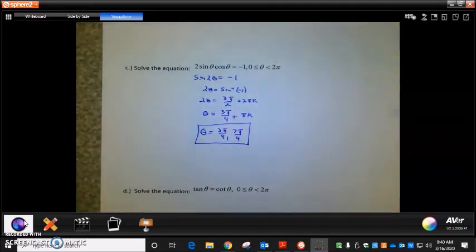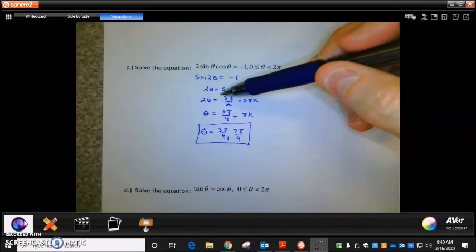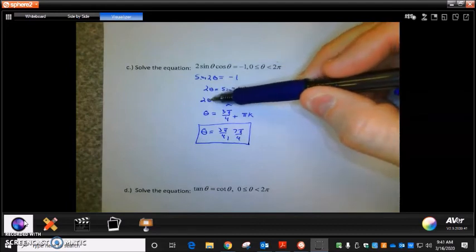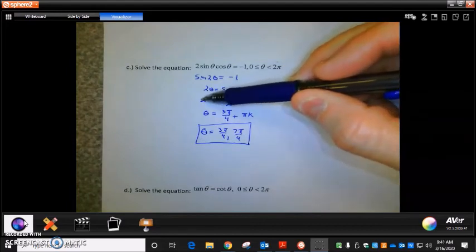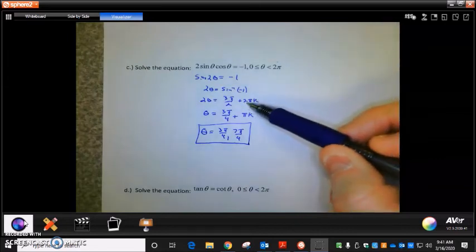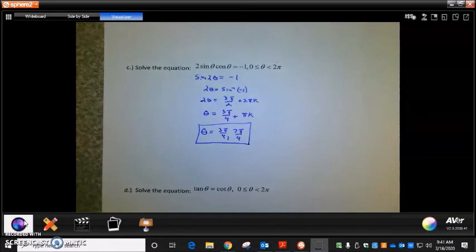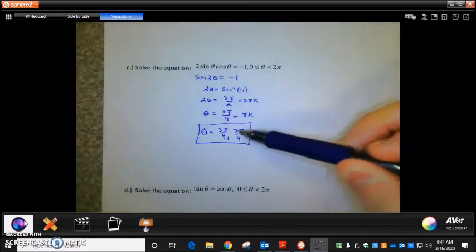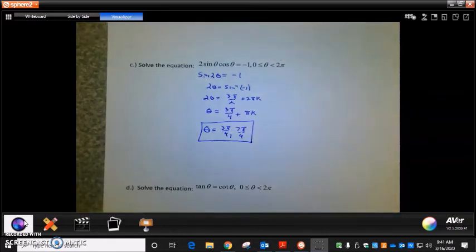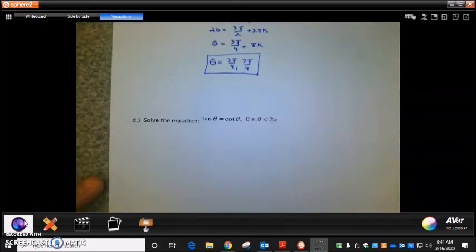So anytime, and this is going to be true all the time, anytime your theta is being multiplied by something so that you have to divide, you always need to make sure that you add that 2 pi k to check to see if there's some more answers. You don't want to forget those. Okay? All right, last one.